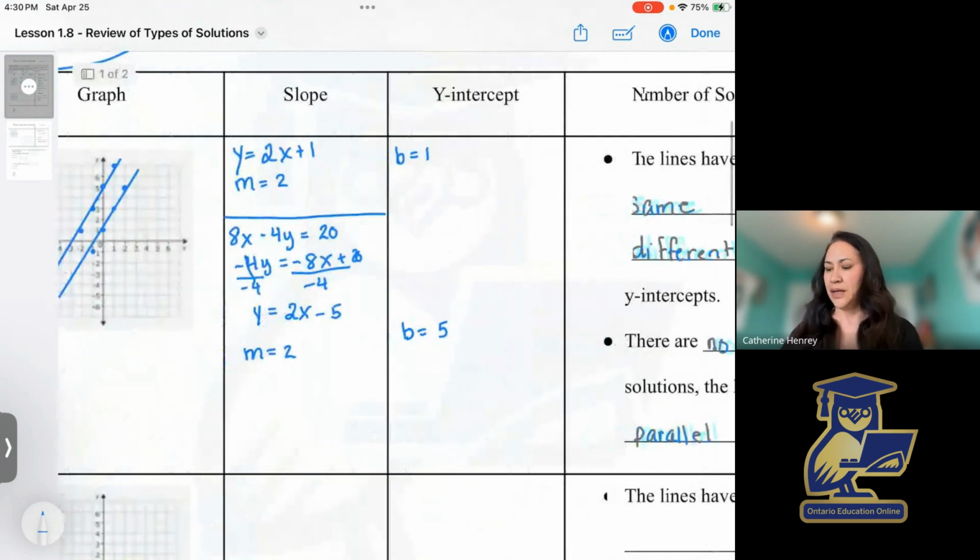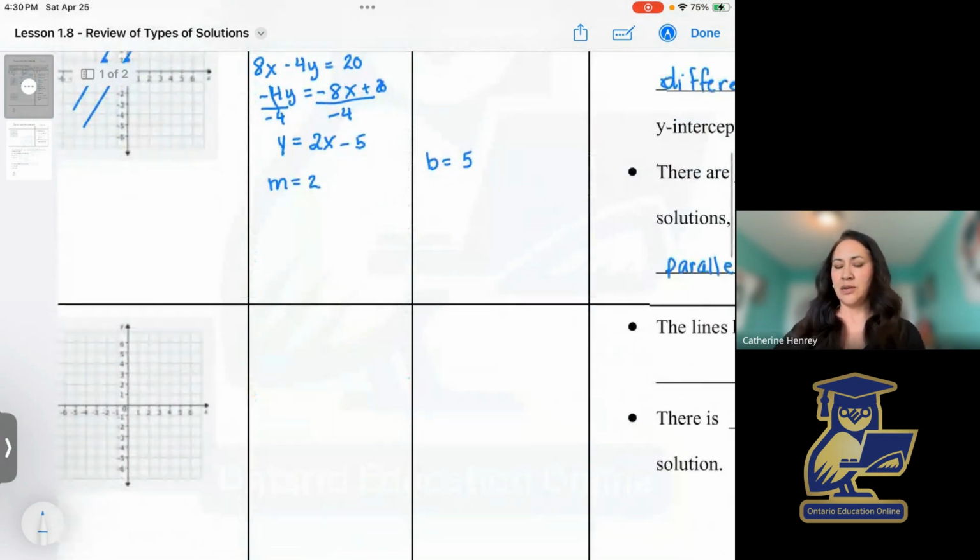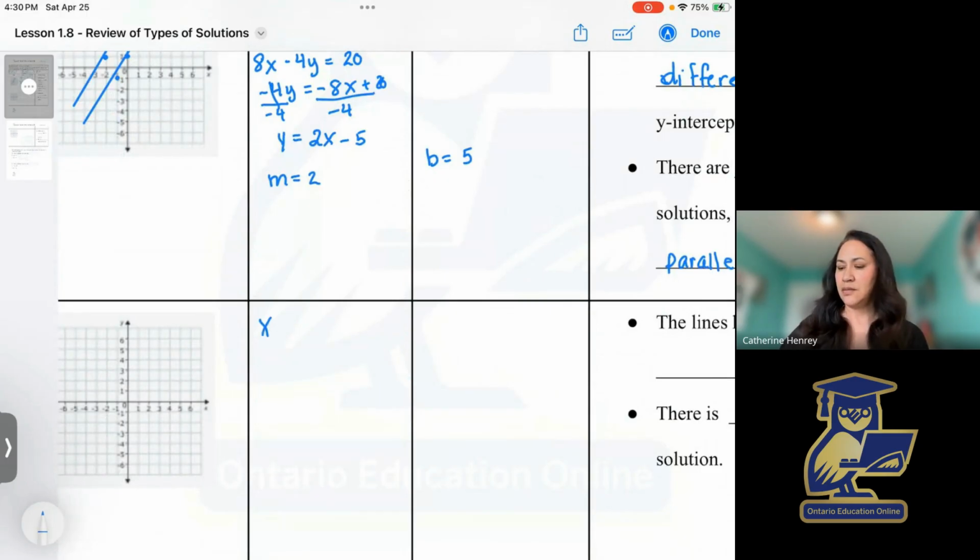Okay, let's take a look at my next example. We have b, x minus y equals 1, and 3x plus y equals 9. I'm going to put those both into slope-intercept form, starting with x minus y equals 1. Negative y equals negative x plus 1. Divide through by a negative 1, clear the negative signs, and I'll have y is equal to x minus 1. So my slope for the first one is 1, and my y-intercept is negative 1.